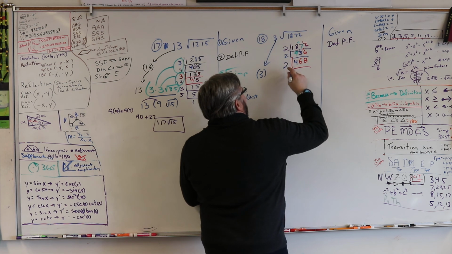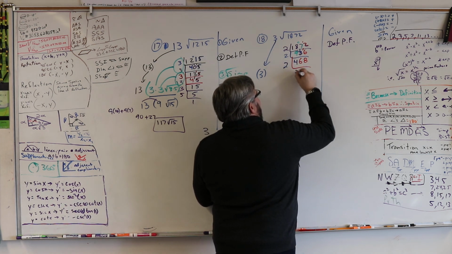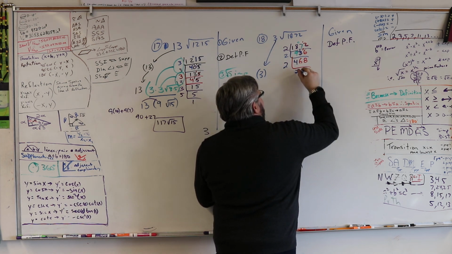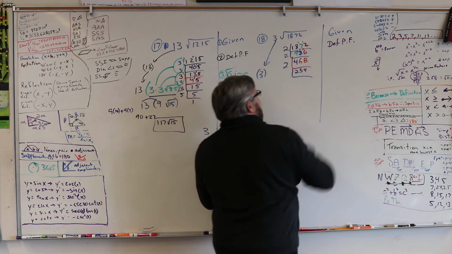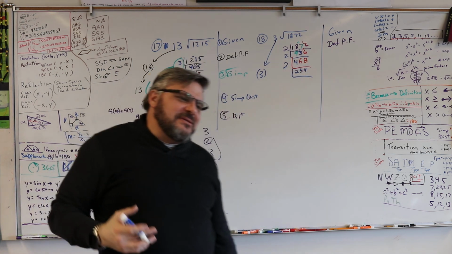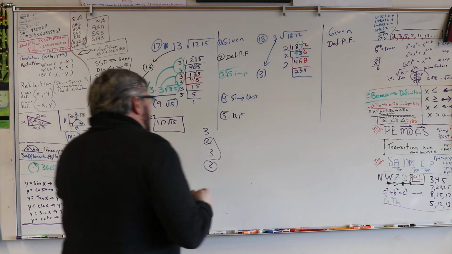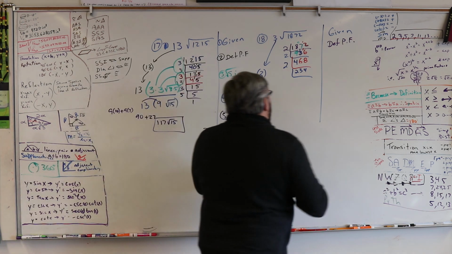Does 2 go into 4? Yeah. Twice, right? 2 go into 6? Yeah. 3 times. 2 go into 8? 4 times. That was an easy one, so we didn't need to change the color, right? Alright, do we use 2 again?